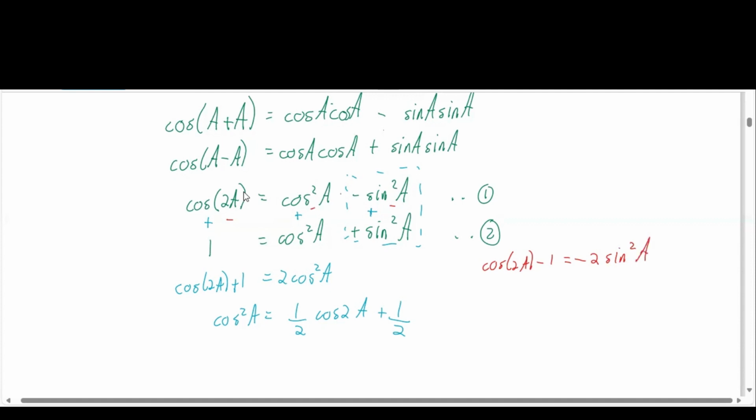Right, and then make sine squared the subject of the formula. So you end up with minus a half cos 2A plus a half. Right? And that's the first two. Very important. Two equations I really need to remember, right?